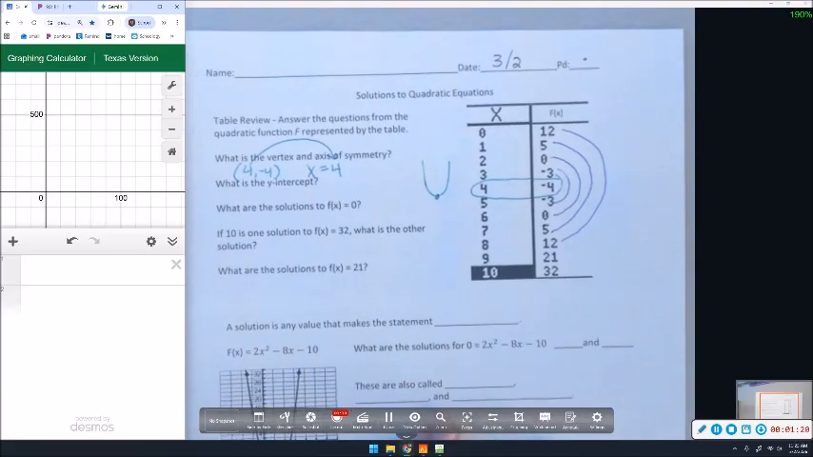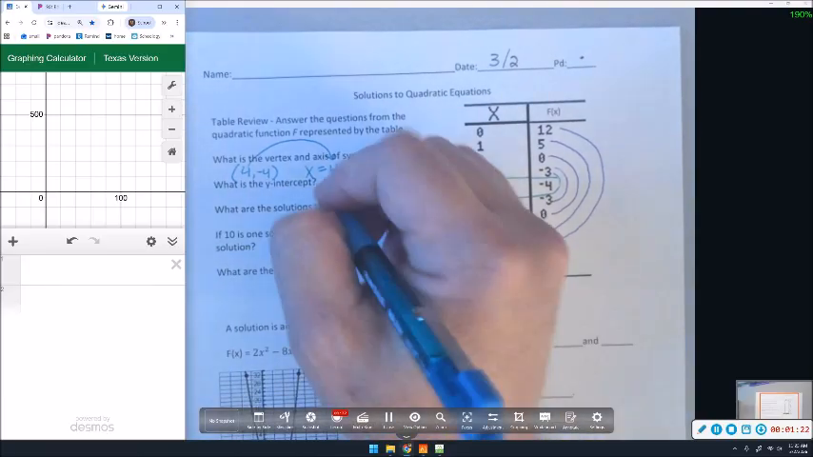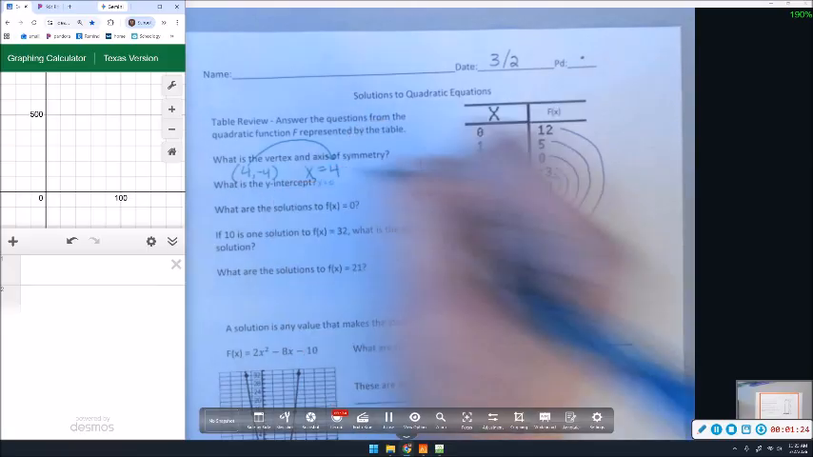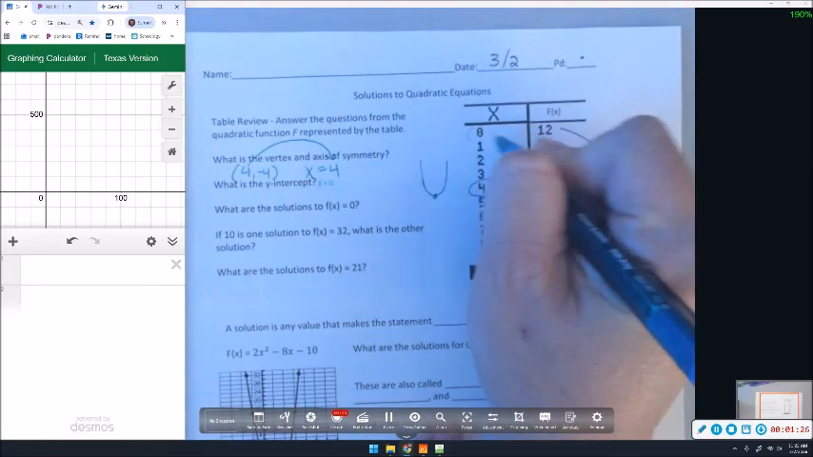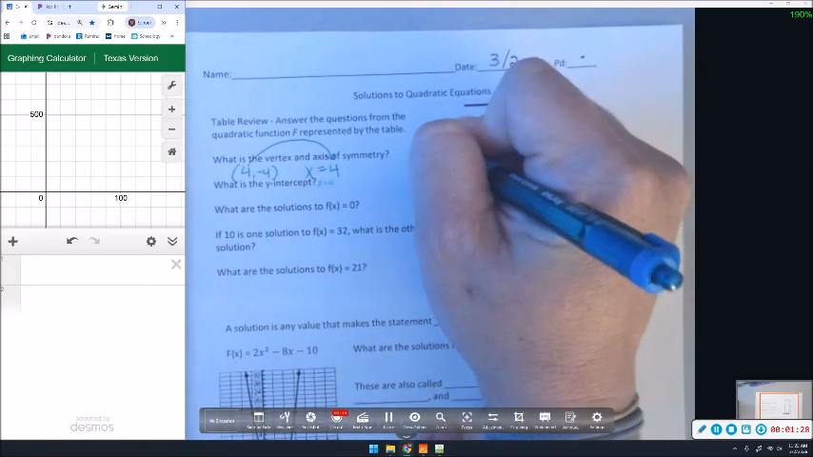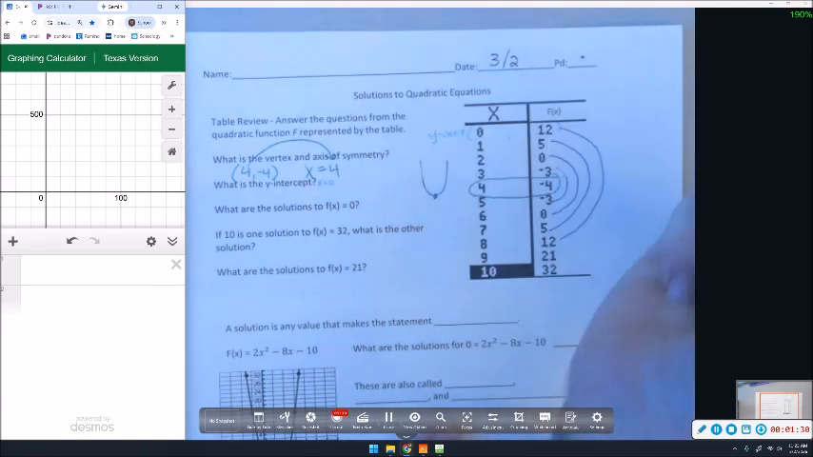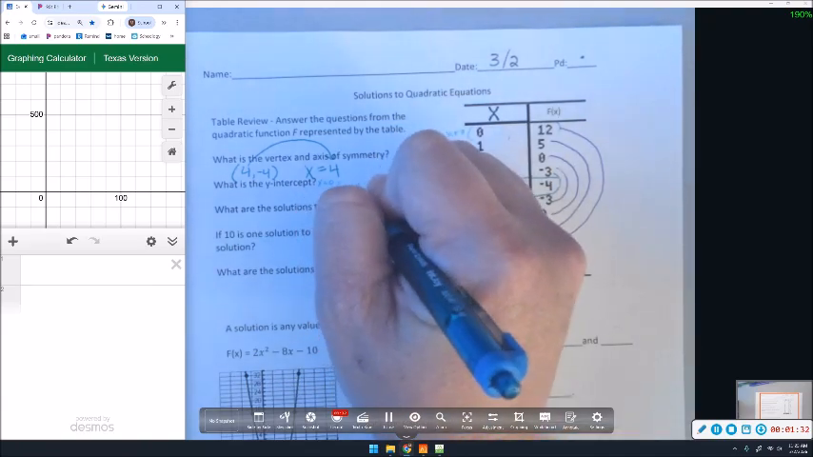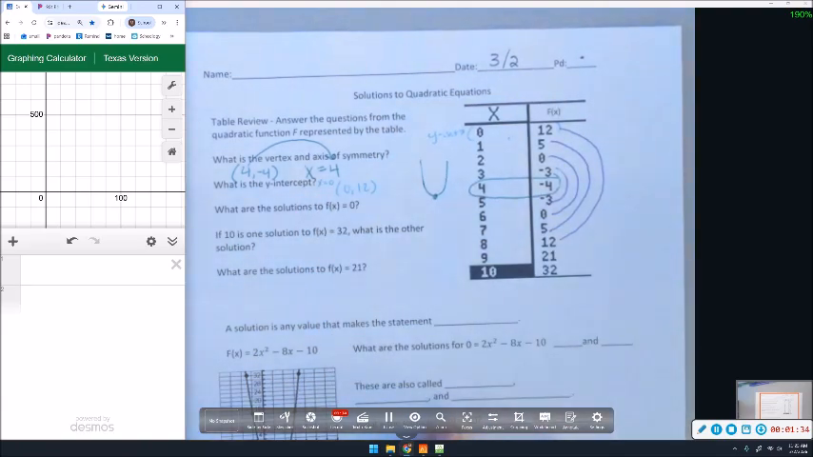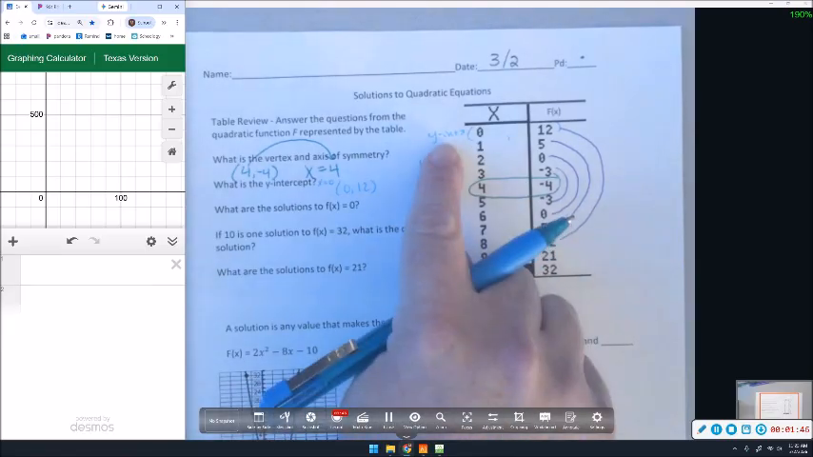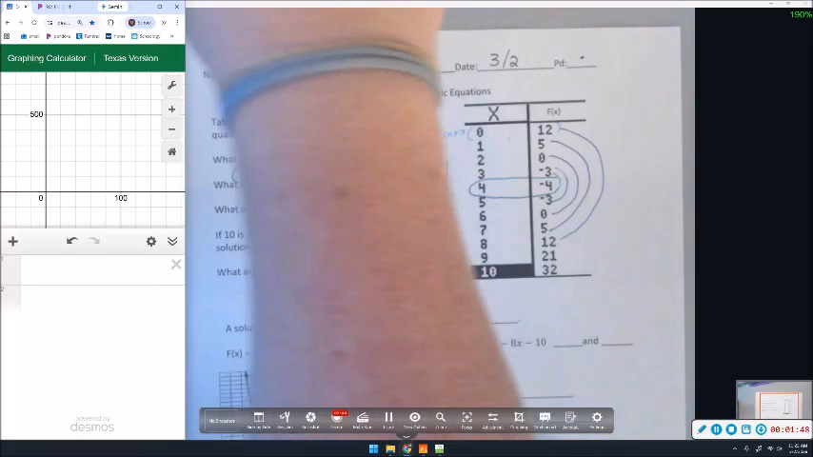Y-intercepts are where x equals 0. So x equals 0 here. So this is my y-intercept. So 0, 12 is my y-intercept, and I put it in parentheses because I wrote it as a point. It just says y-intercept, sorry. That color is kind of bad.